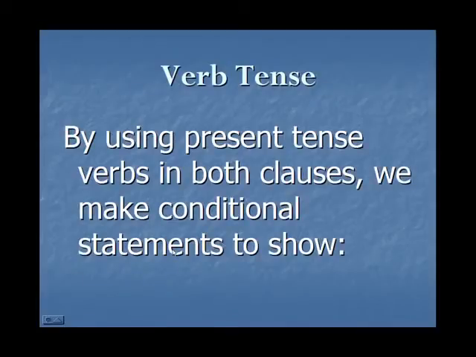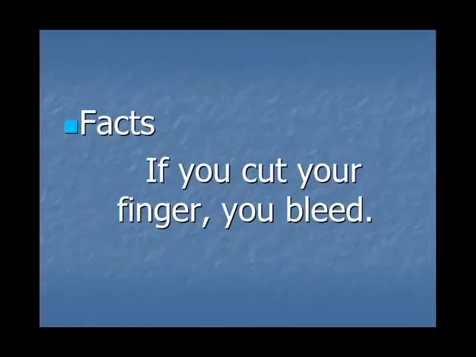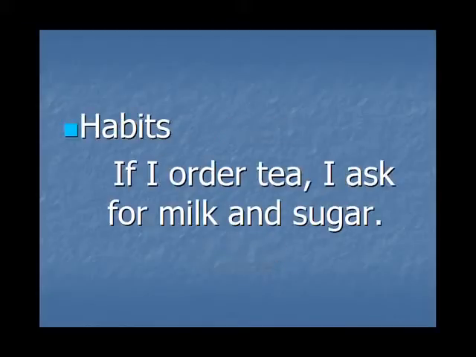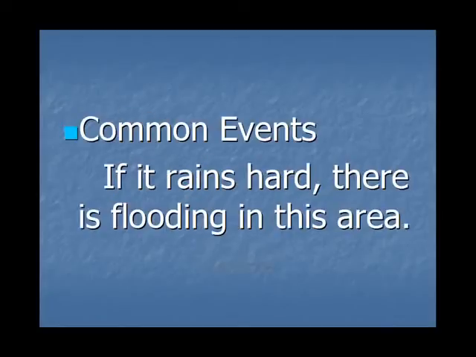Now, let's pay attention to the verb tenses that we're using here. By using present tense verbs in both clauses, we make conditional statements to show facts. For example, if you cut your finger, you bleed. General truths. If you exercise regularly, you feel better. Habits. If I order tea, I ask for milk and sugar. Common events. If it rains hard, there is flooding in this area.